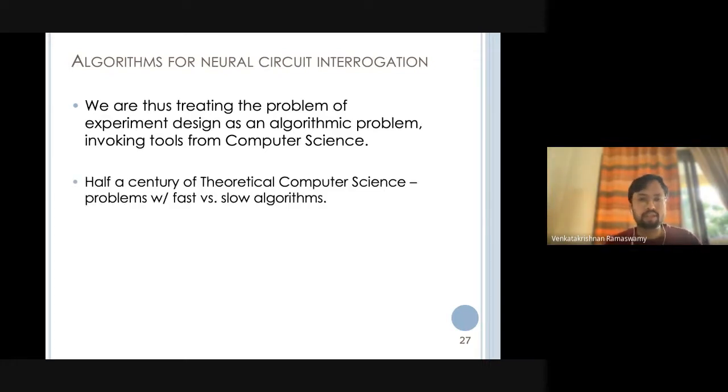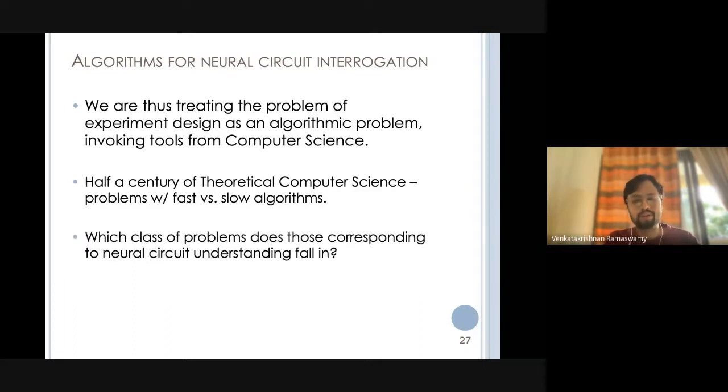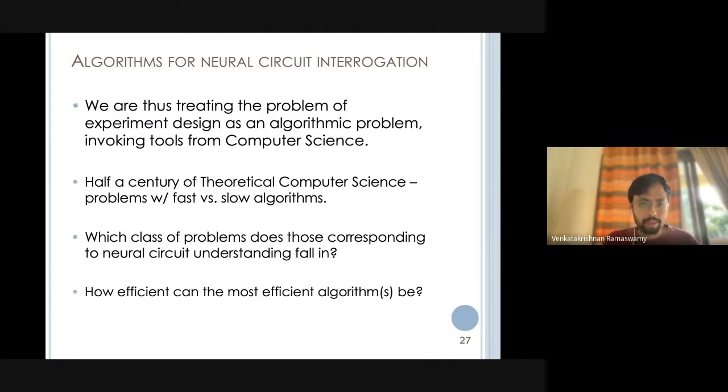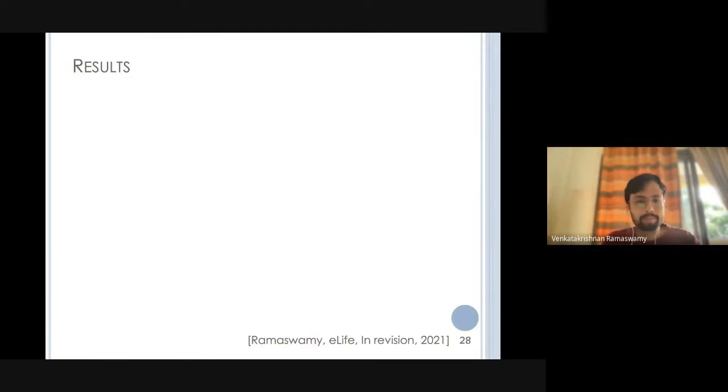And of course, since all of us here are from computer science, we know that there are problems with fast algorithms and problems with not so fast algorithms, right? And so the question is, which class of problems do those corresponding to neural circuit understanding fall in? And this will be the question. In other words, how efficient can the most efficient algorithms be, right?